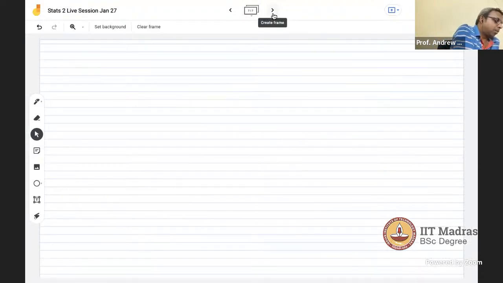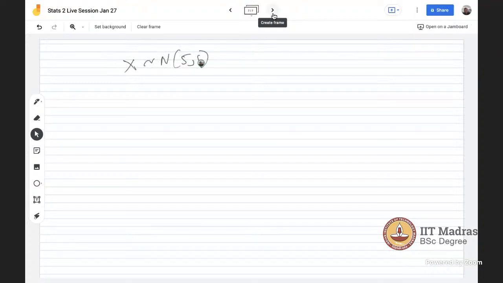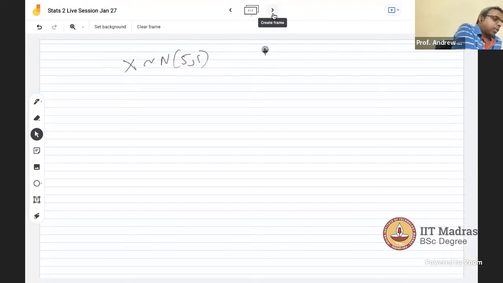I think X is normal with mean 5 and variance 1, is that correct? Did I get it right? Yes, sir. And then Y is X squared, and I want to find the CDF. So X takes values from minus infinity to infinity. What about Y? 0 to infinity, right? That's something to keep in mind.